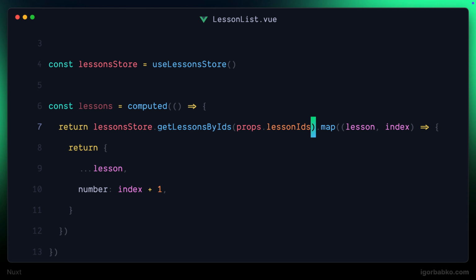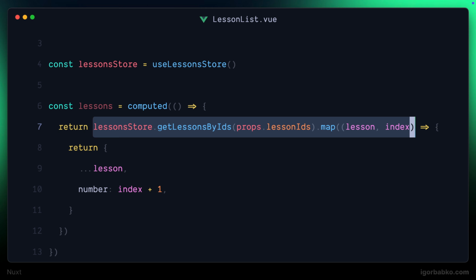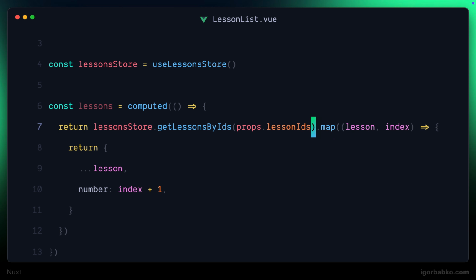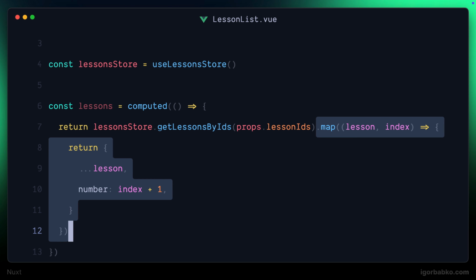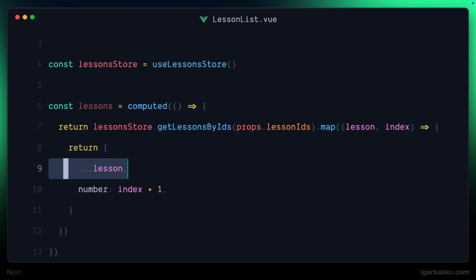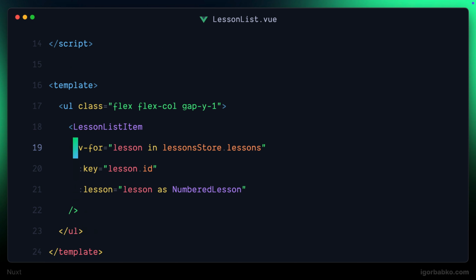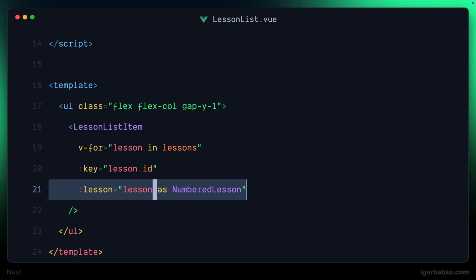So what is happening in here is the following. Firstly, we're fetching lessons by their identifiers from the lesson store and then mapping over all those lessons in order to add another property into each lesson object, which will be the number of the lesson. And eventually in the template, we're going to reference that lessons computed property to iterate over those lesson objects that already have the number property that we will need inside the lesson list item component. And now we don't even need to mention that this lesson object will be of a numbered lesson type. It will be determined automatically. And that's pretty much it.